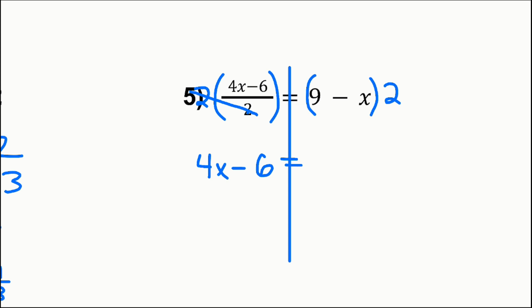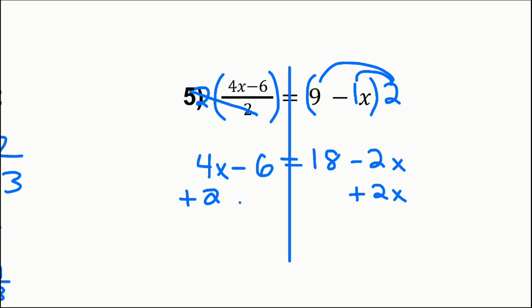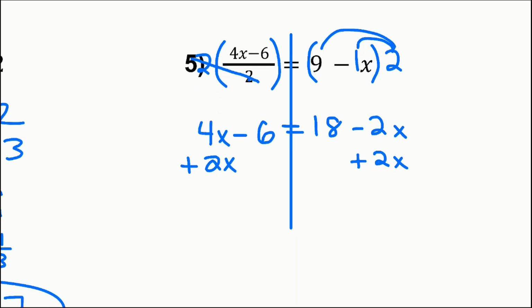Since we're multiplying everything on both sides by the 2, on the right side, we have to distribute that 2. So 2 times 9 is 18. 2 times a negative 1 is negative 2x. Okay, that was the hard part. Let's finish this one up. I'm going to add 2x on both sides to get my variable terms on one side. It's going to be 6x minus 6 equals 18. I'm going to add 6 on both sides.